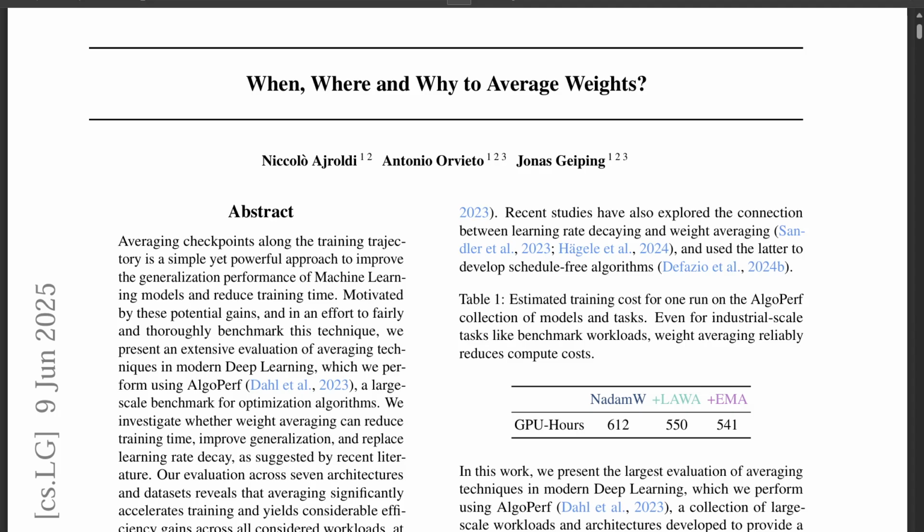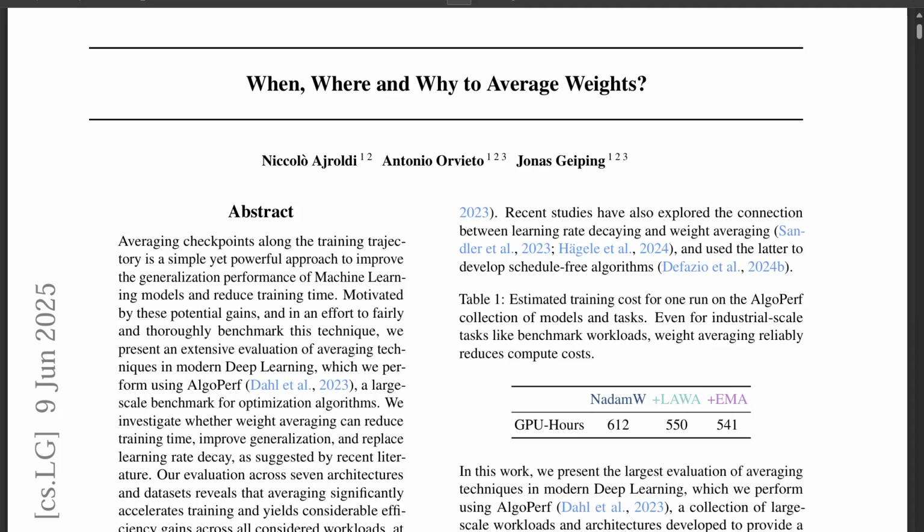Okay, let's unpack this. We hear weight averaging. What exactly does that mean in the context of deep learning? Right. So at its core, weight averaging, or WA, is a technique where you essentially combine multiple sets of a model's weights, those numerical parameters that define what the model has learned. You combine them into a single, usually more robust final model.